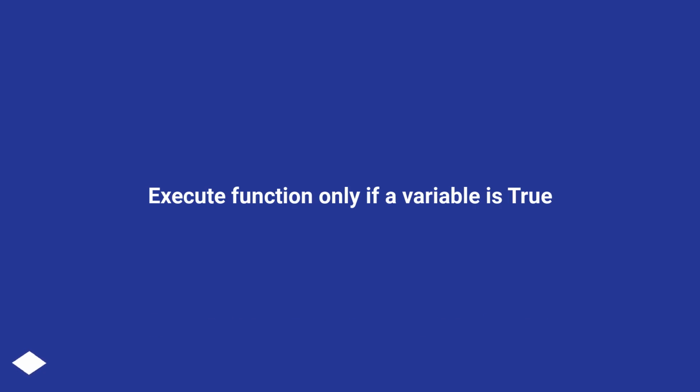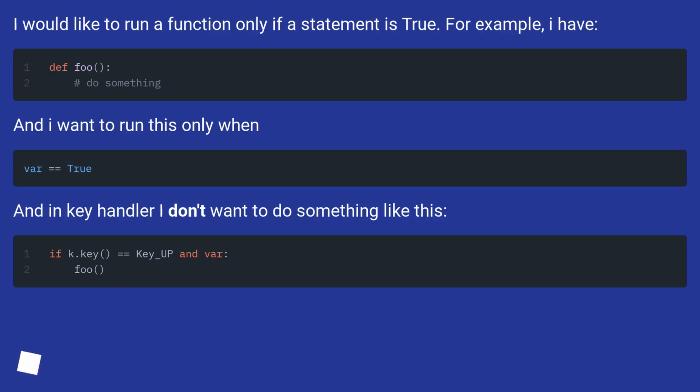Execute function only if a variable is true. I would like to run a function only if a statement is true. For example, I have... And I want to run this only when... And in key handler, I don't want to do something like this.